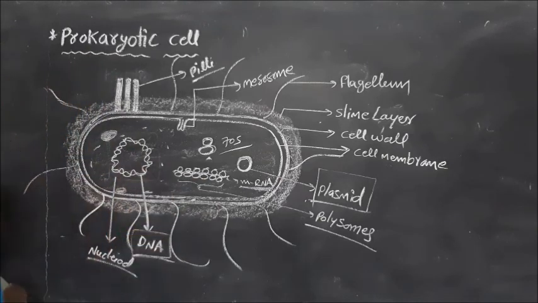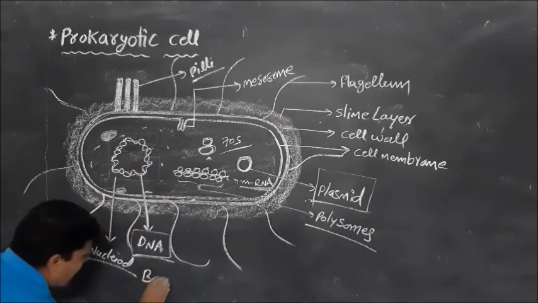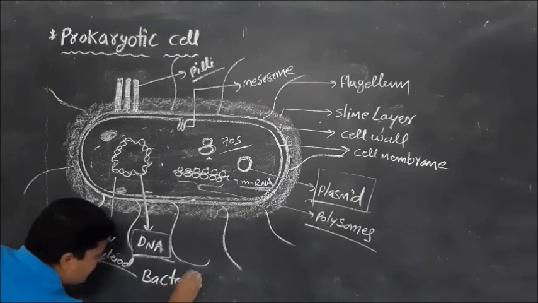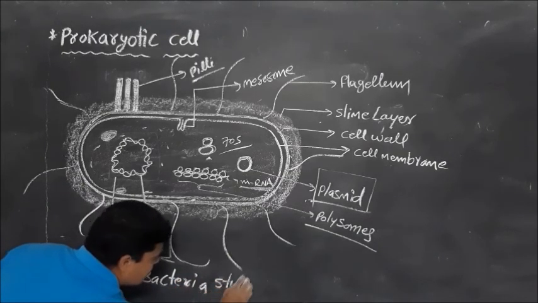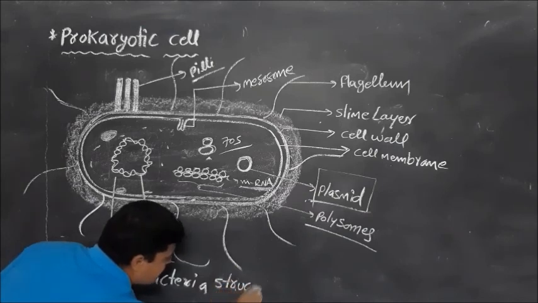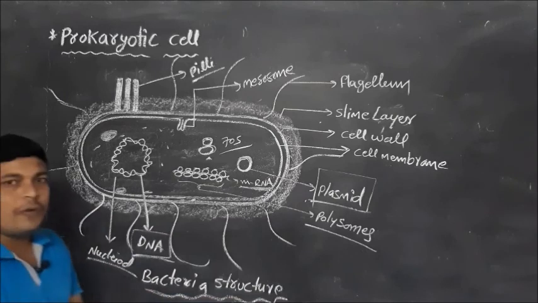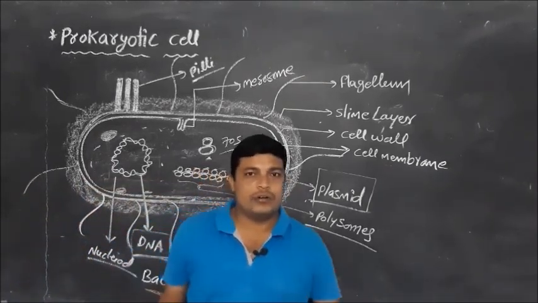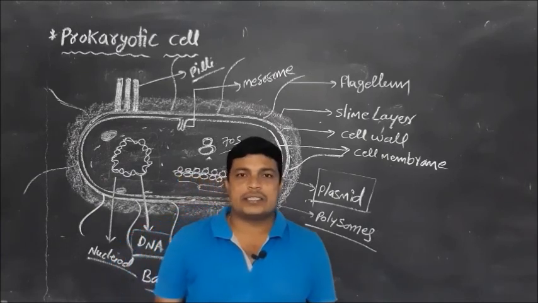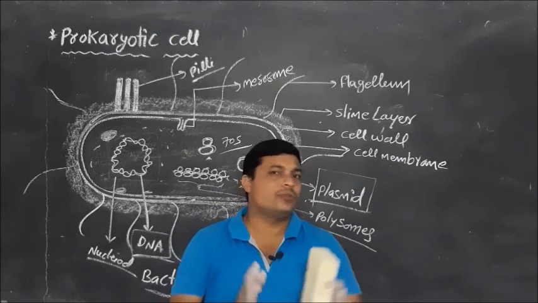So the entire structure belongs to the bacterial cell. Bacteria structure. So the features of the prokaryotic cell are completed. In the next video we will discuss the eukaryotic cell.